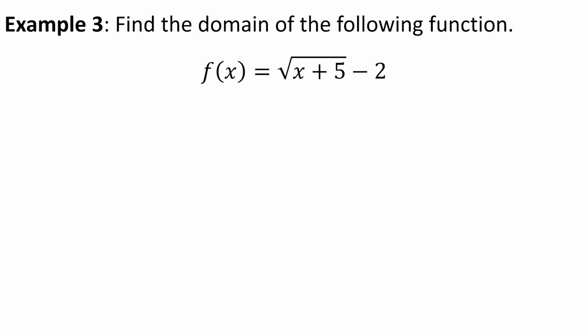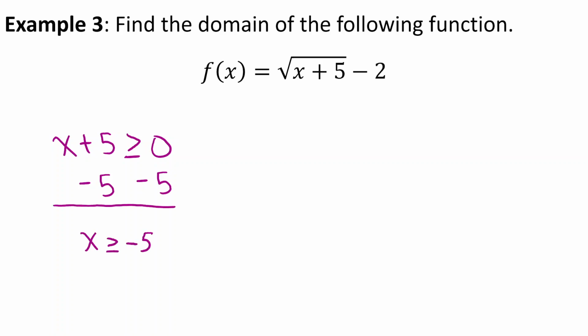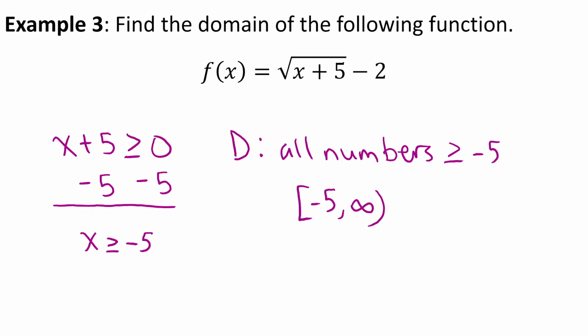So here we have f of x equals the square root of x plus 5 minus 2. So first things first, I'll do x plus 5 is greater than or equal to 0. Then I'll subtract 5 from both sides, which then gives me x greater than or equal to negative 5. So for the domain, it's all numbers greater than or equal to negative 5. And in interval notation, we're going to use a bracket on negative 5 to infinity. That bracket means that negative 5 is included as a solution, because inside the radical, if we do negative 5 plus 5, we would get 0, and 0 is a valid number inside the radical.